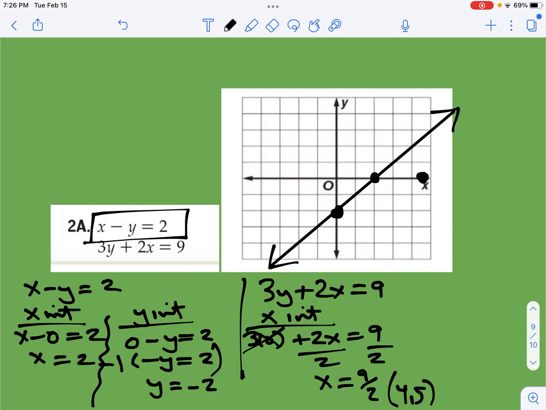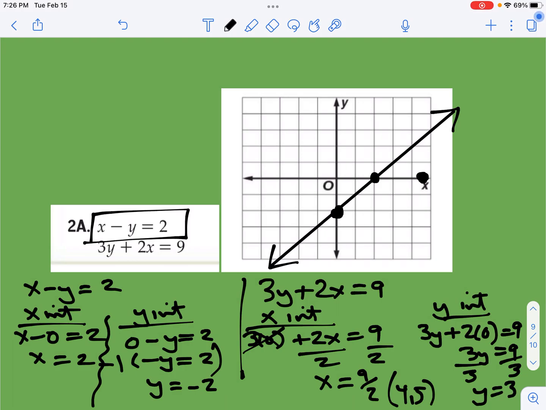Okay, now for my y-intercept, I'm going to make x equal to 0. So we're going to have 3y plus 2 times 0 equals 9. So 3y equals 9, which means that y is going to be 3. So divide them both by 3. So that's way up here. Okay, and let's connect these.